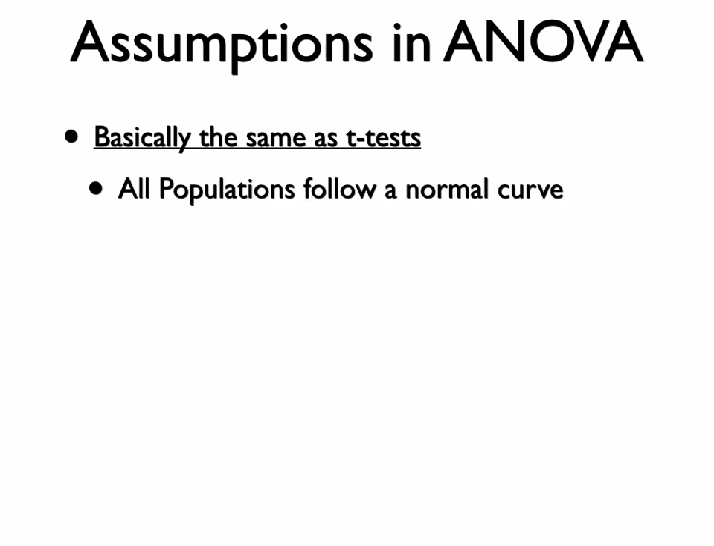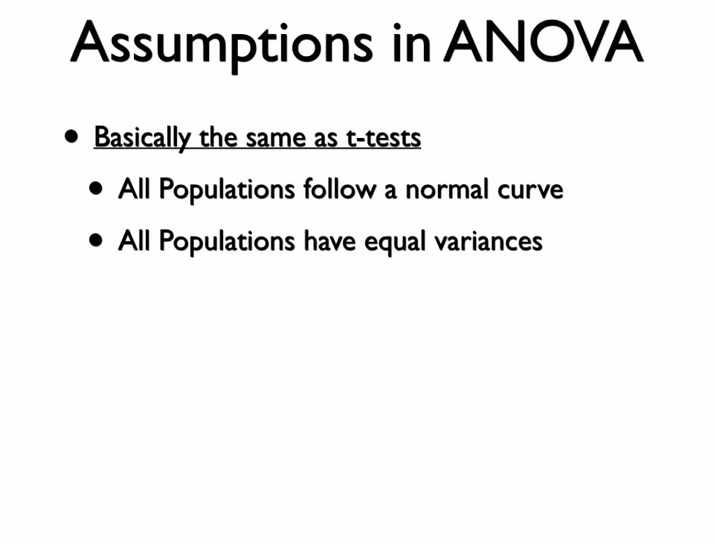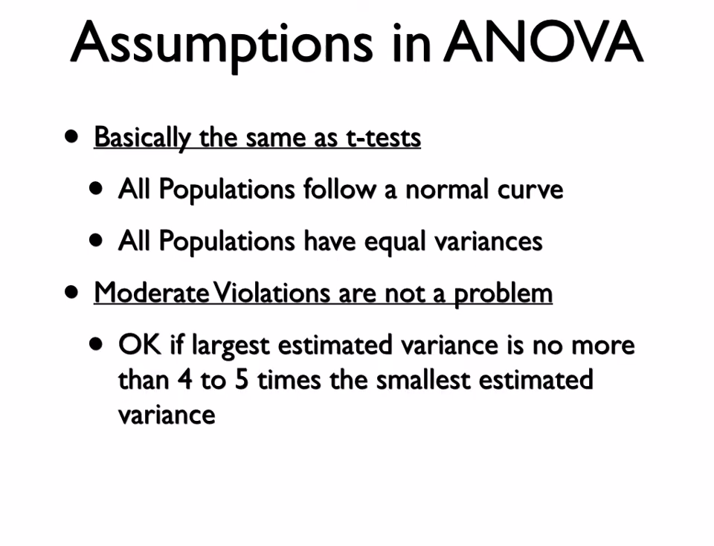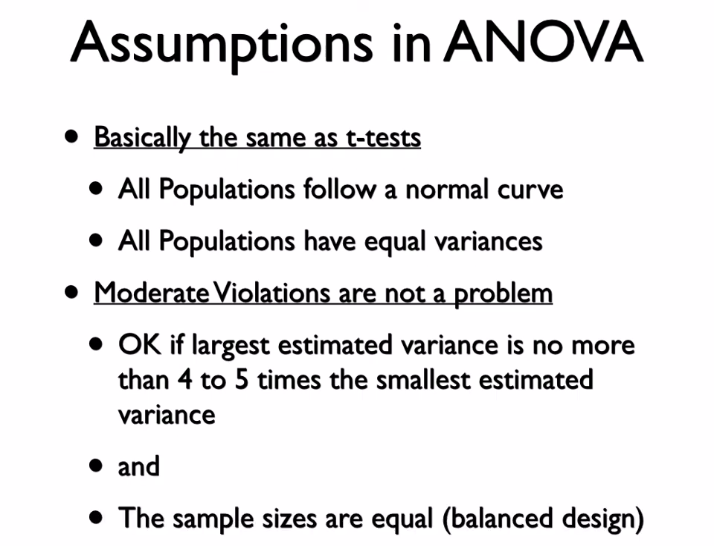Again, they're the same curve, so once again, we have that same relationship. The equal variances, again, the same. Just like t-tests, moderate violations are not a problem, except with large differences in that homogeneity of variance. And it's okay if the largest estimated variance is up to 4 to 5 times the smallest estimated variance, and the sample sizes are equal. So if we have a balanced design, these modest violations aren't a big deal and it doesn't invalidate our test. This has a lot to do with probability, and it has a lot to do with it being an analysis of variance. Both of these things are contributing to these kinds of violations.